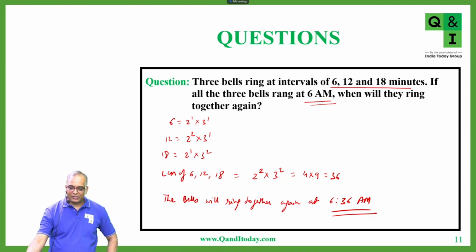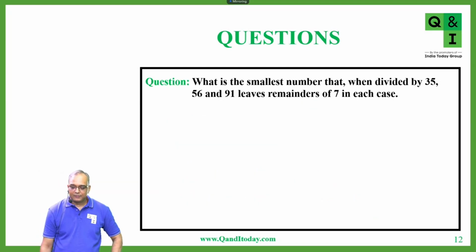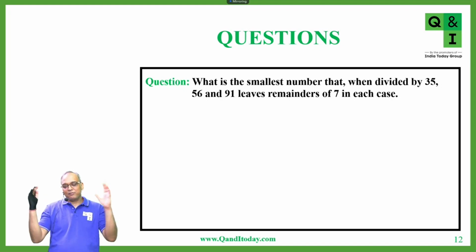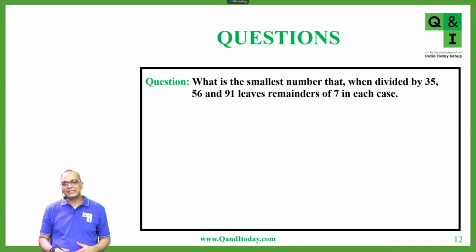Let's go to the next question, students. The next question is, what is the smallest number that when divided by 35, 56 and 91 leaves a remainder of 7 in each case? This is similar to the first question which we did, where we had a remainder of 11 in each case. So what is the smallest number that when divided by 35, 56 and 91 leaves a remainder of 7? It will be a number which will be bigger than 35, 56 and 91. So what do you have to find here?